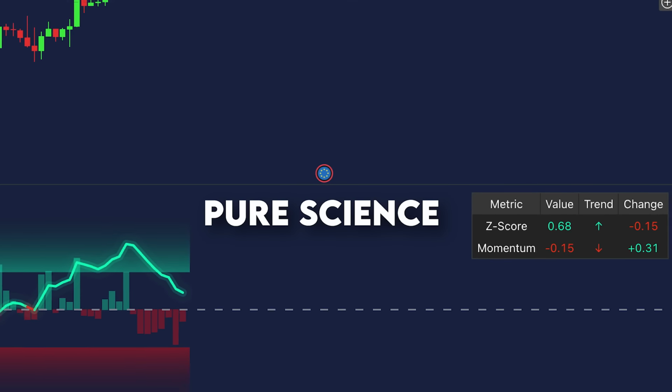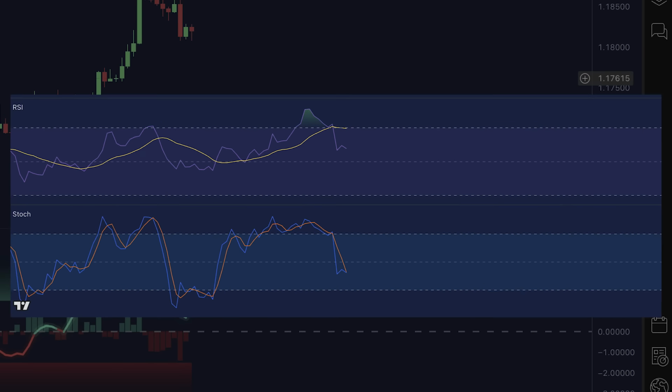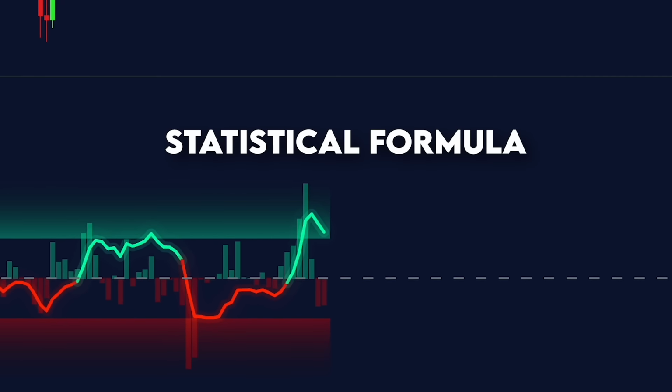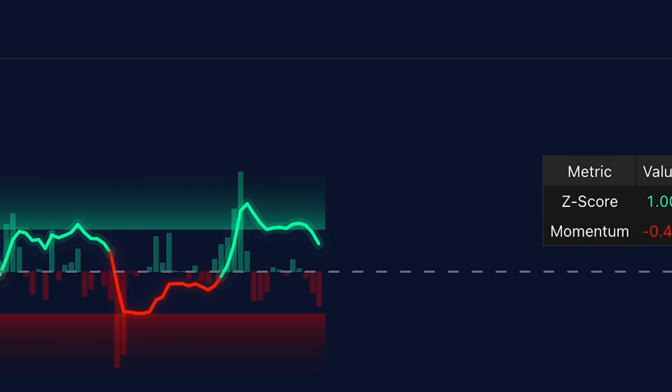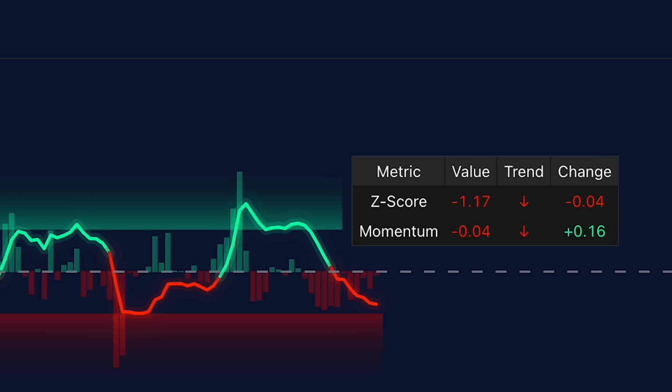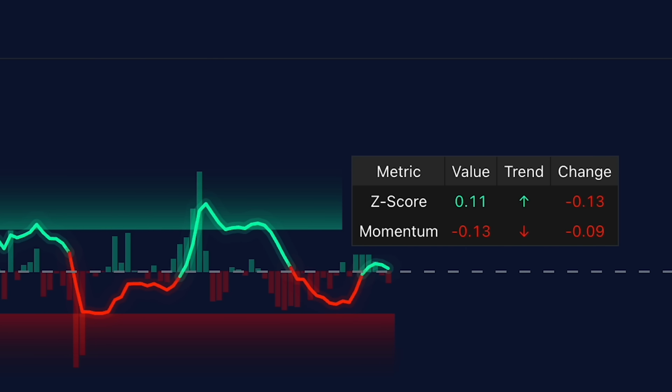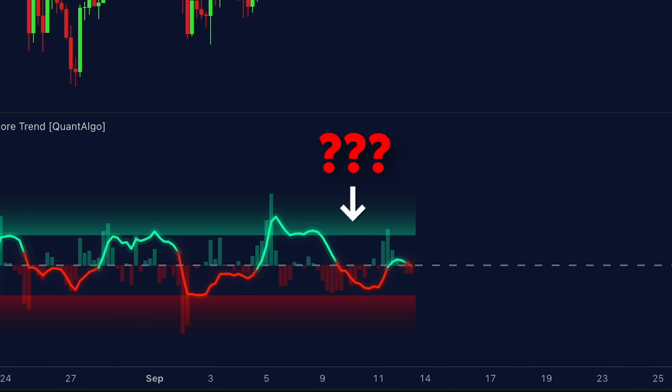This is pure science. Unlike RSI and stochastic, which use arbitrary levels like 70 and 30, the Z-score uses the actual statistical formula that transforms current price into standardized scores, showing exactly how many standard deviations you are from the mean. What makes this indicator so powerful, you might be thinking.